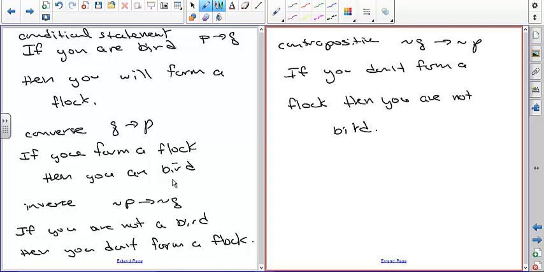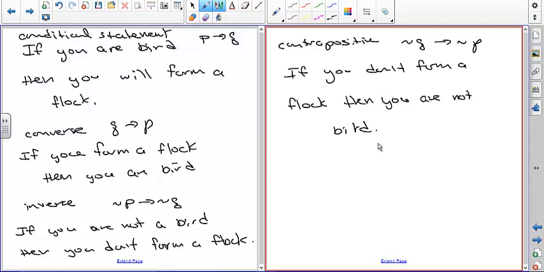true based on the original one. If you are a sheep, then you will form a flock. So in this case, it is true, but not all of these involving flocks. The same way here, if you are not a bird, then you do not form a flock. Well, again, a sheep is something that's not a bird, and they do form flocks. So that's a contradiction to that one. Whereas here, if you don't form a flock, then you are not a bird.